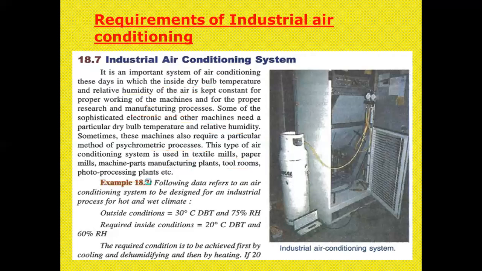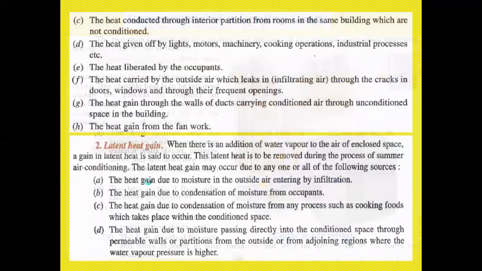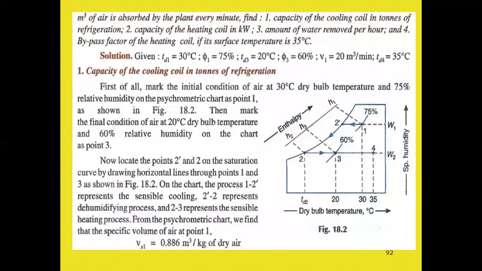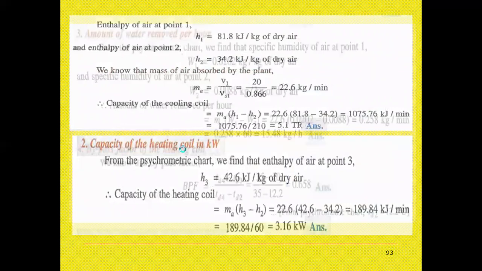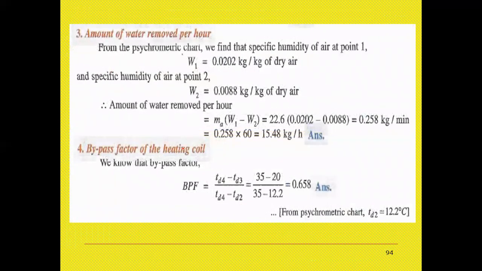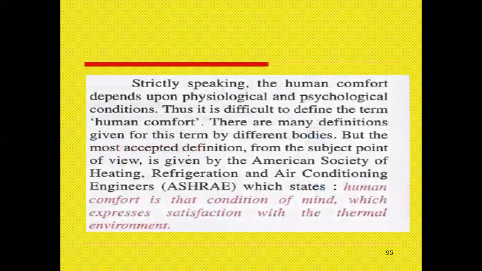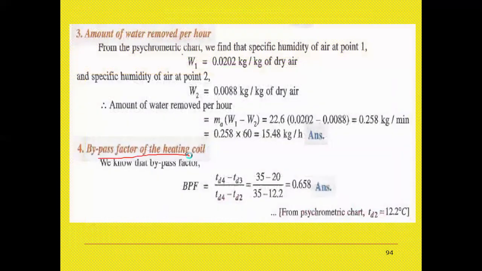The basic requirements are: first one is capacity of cooling coil in terms of refrigeration. Second one, capacity of the heating coil in terms of kilowatts. Third one, amount of water removed per hour. Next, bypass factor of the heating coil. So these are the requirements of industrial air conditioning process.